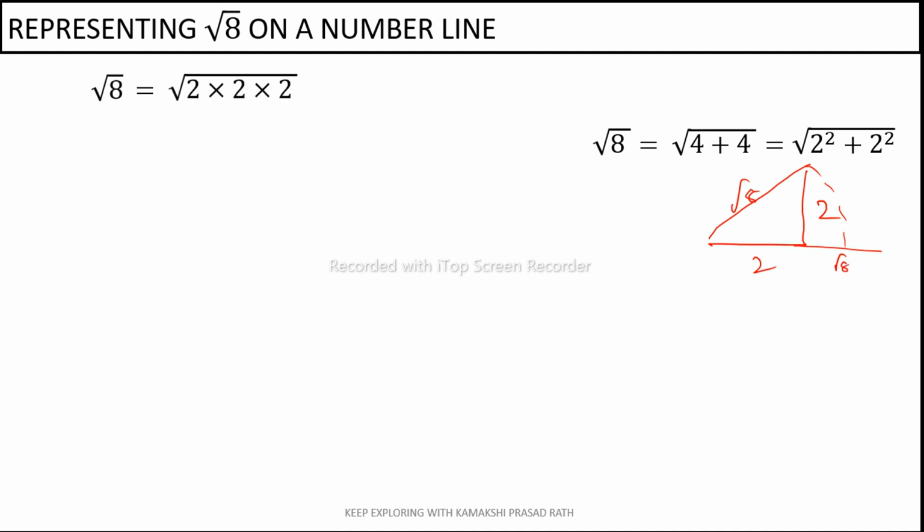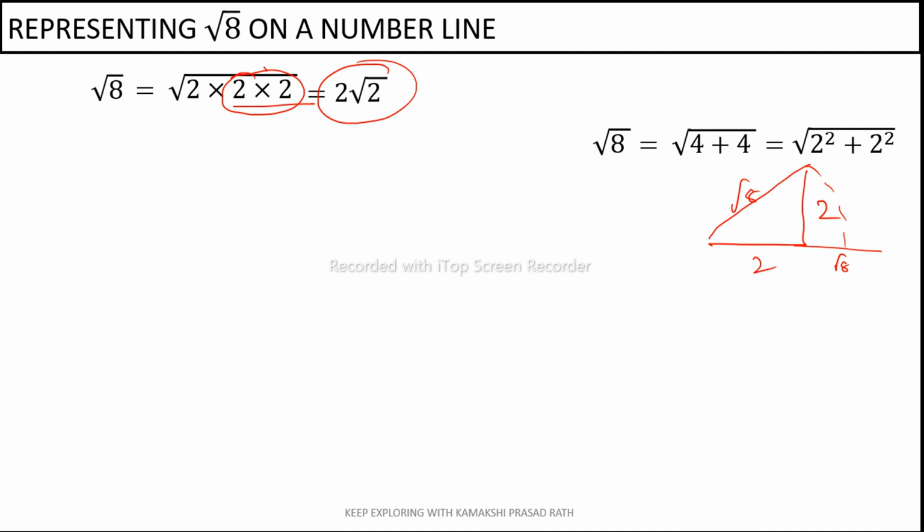Now 8 can be written as 2 into 2 into 2 prime factorized. Now from this, 2 and 2 forms a pair. So it will come out. So we get 2 root 2. So this is 2 square. So 2 square square root becomes 2. So 2 root 2. Now let's see how we represent 2 root 2 on this number line.